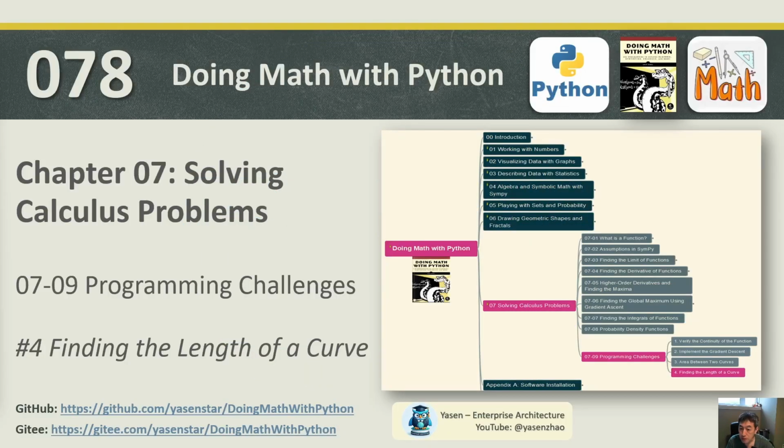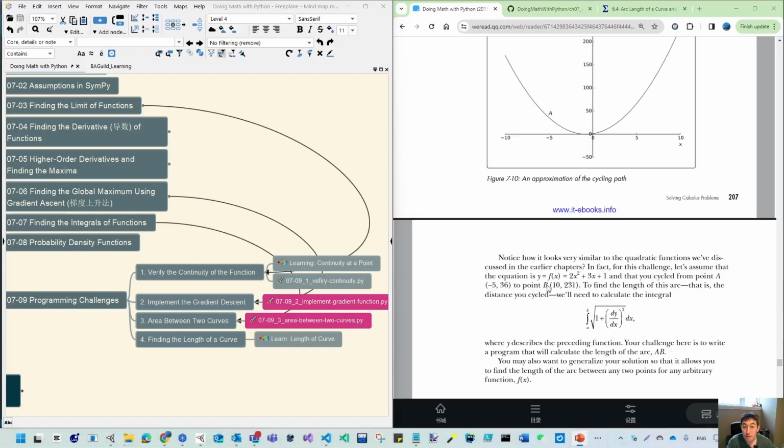We move to number 4. It's the last programming challenge for chapter 7, calculus problems. In this challenge we will try to find the length of a curve. So let's see what it means.